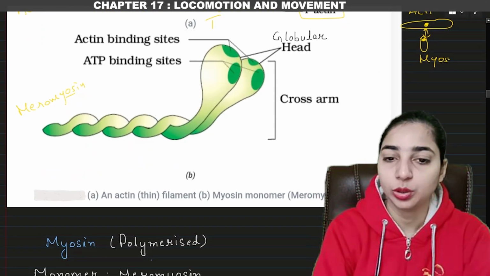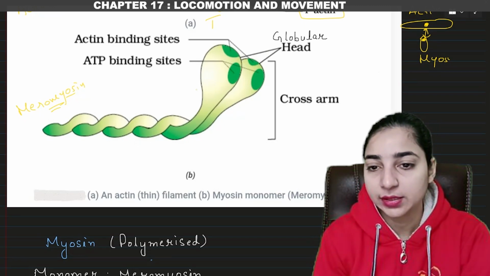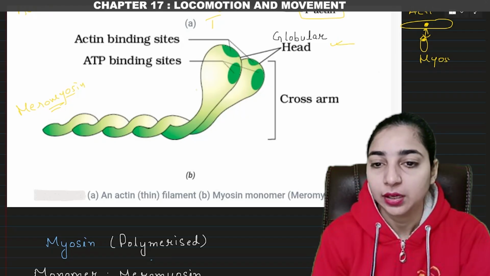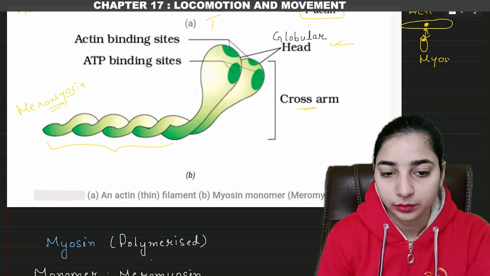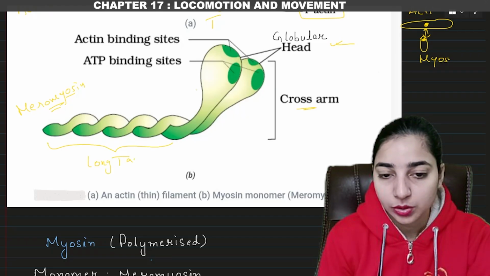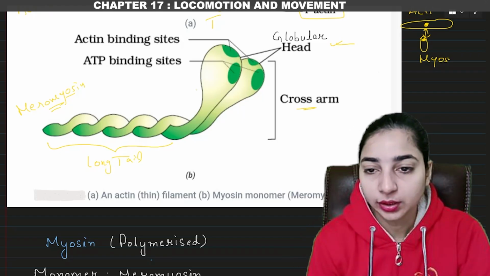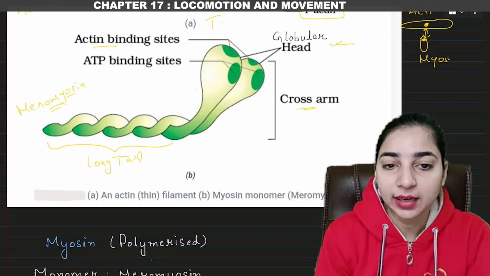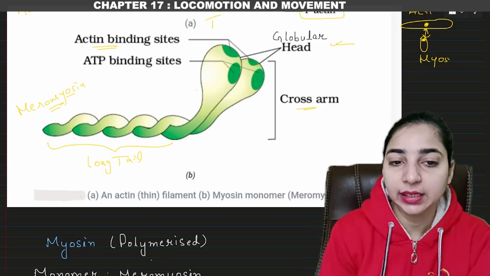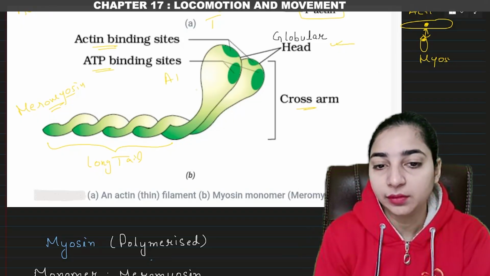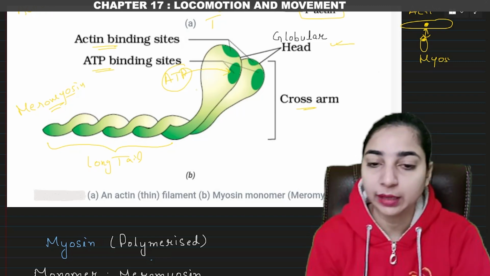First, let's have a look at the structure of the meromyosin, which is the monomer of the myosin. So here you can see it has two parts. This side on the right side, globular head and a short arm. Okay, and on this side you can see there's a tail, long tail. Okay, so head and arm part on the right side, and on the left side it has a tail. Okay, and in addition you can see that on the head region there is an actin binding site. So this is the site at which it will bind with the actin, and there is also an ATP binding site. That means it will also bind with an ATP. Why it will bind with ATP, that also we will see.